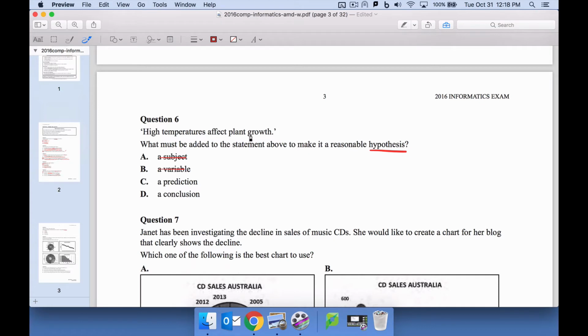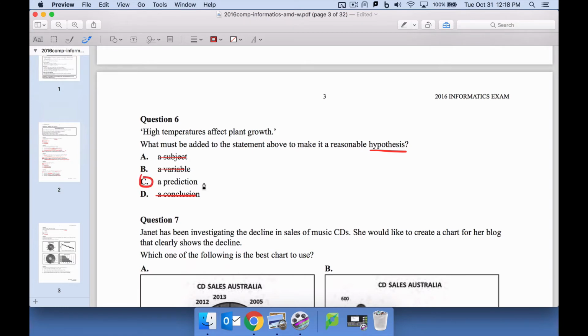High temperatures affect plant growth. Is that more of a prediction or more of a conclusion? Sounds more like a conclusion to me. So I think this hypothesis needs a prediction. It also makes sense because a conclusion usually comes after you've tested and gathered data for your hypothesis. So going back to the question, a reasonable hypothesis should include a prediction and not necessarily a conclusion. The answer is C.